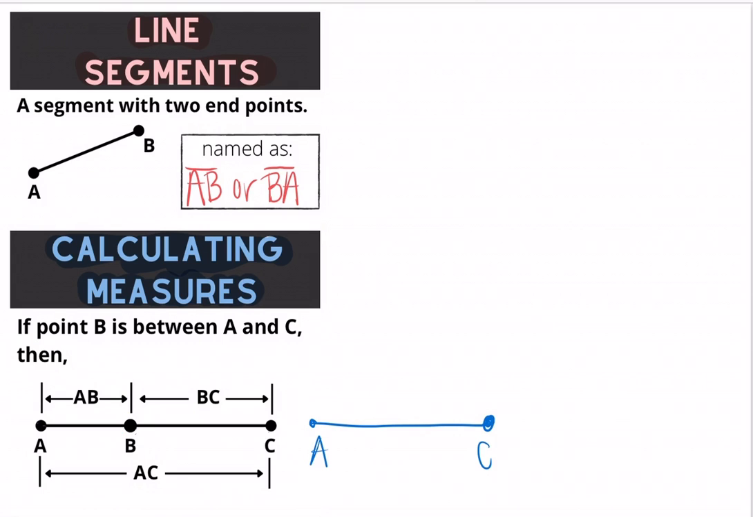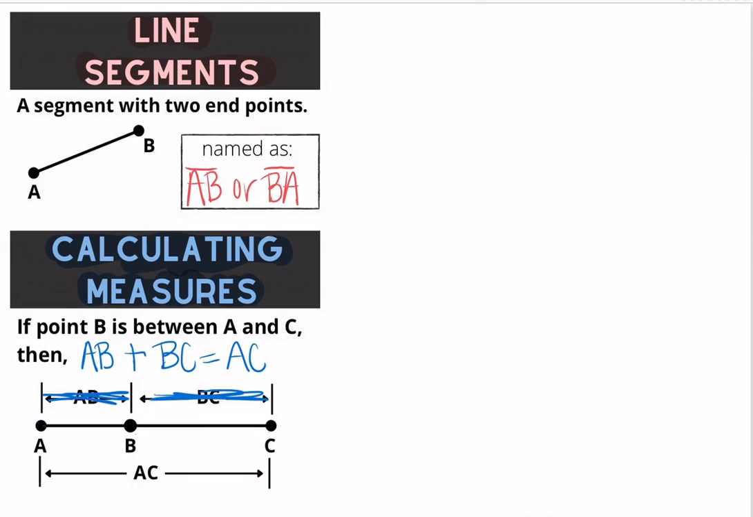Notice it does not say that B is in the middle. It is not halfway. We're going to talk about halfway and what that means in lesson 1.2. We're just talking about it being in between. So B could be right here or right here, anywhere as long as it's between A and C. When that happens, AB, this piece, plus BC, this piece, equals AC, the whole thing. So the two smaller pieces added together equal the whole thing.